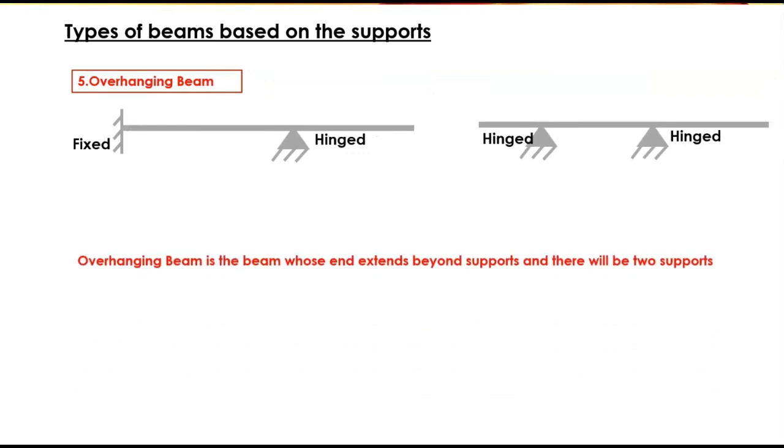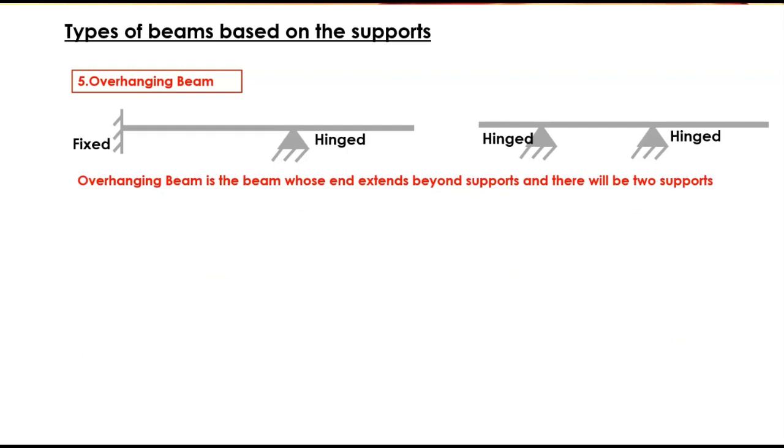In the case of overhanging beam, now this is the fifth case. Overhanging beam is the beam whose end extends beyond the supports and there will be at least two supports. So overhangs are marked as you can see here. The beam is extended beyond the supports at one end for the first case, and in the second case the beam is extended beyond the supports at both the ends.